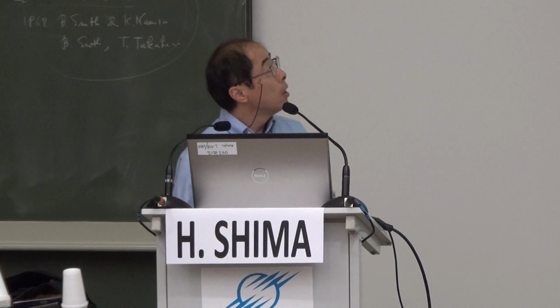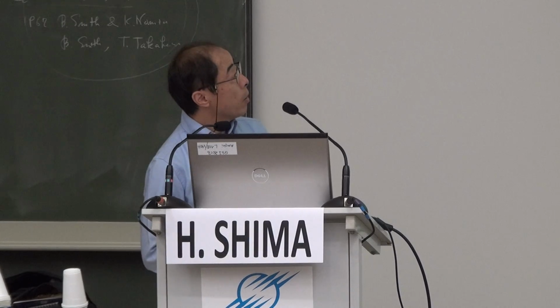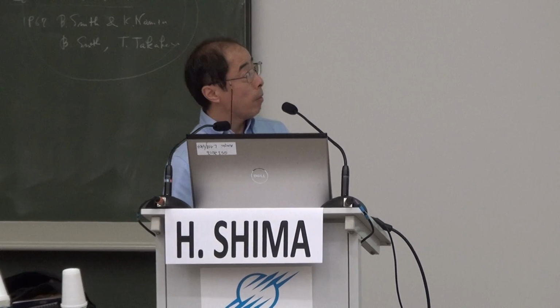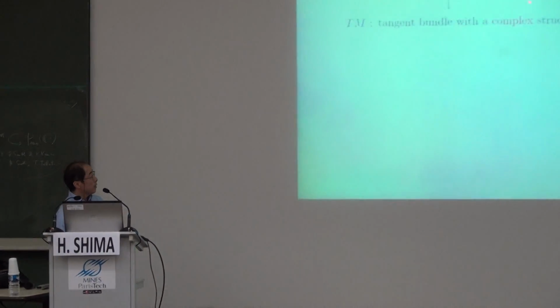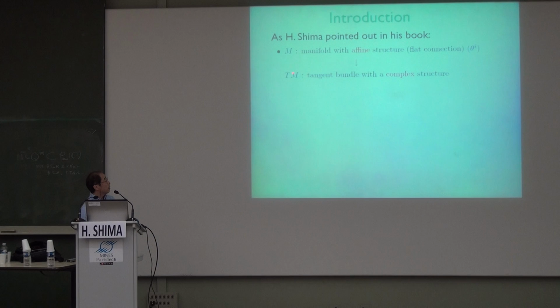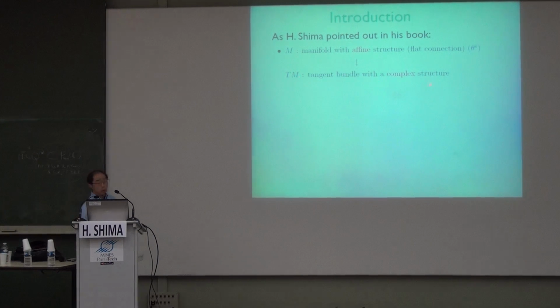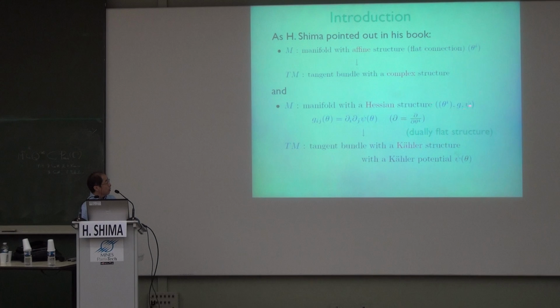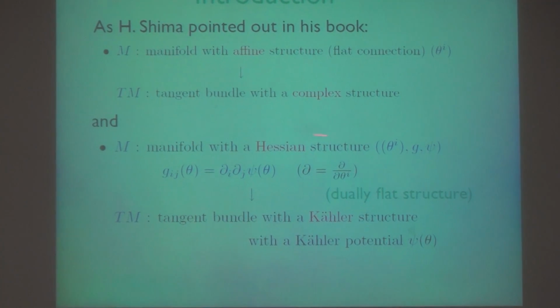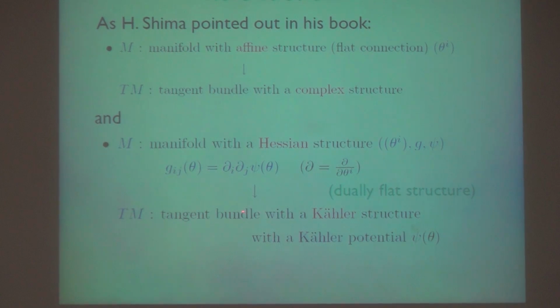This is the introduction. As Shima pointed out in his book, and also mentioned in the morning talk, the following facts are known. When a manifold M is equipped with an affine structure, that is equivalent to giving a flat connection or the class of affine coordinate systems theta^i, then on the tangent bundle a complex structure is introduced. Furthermore, if M is given a Hessian structure, that is the pair of the affine structure, Riemannian geometry, and the convex function psi such that this relation holds, then the tangent bundle is given a Kähler structure with a Kähler potential psi(theta).